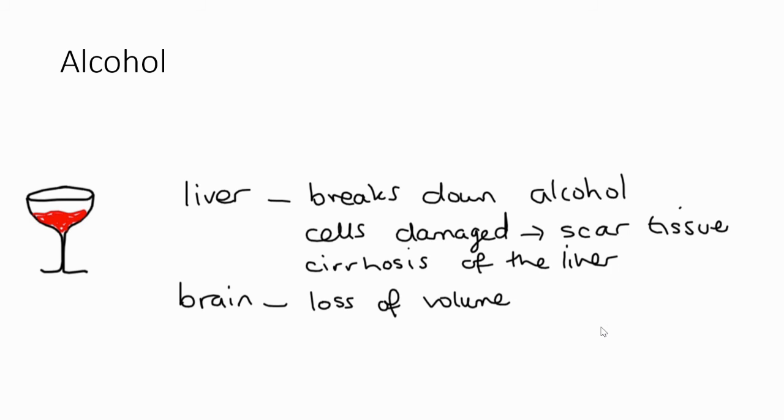One of the lifestyle factors that influences non-communicable diseases is alcohol, and it affects two organs, which are the liver and the brain. The liver actually breaks down alcohol, but this chemical reaction damages the cells of the liver, and sometimes they are so damaged that they become scar tissue, and when this happens, a person develops cirrhosis, which is a very serious condition.